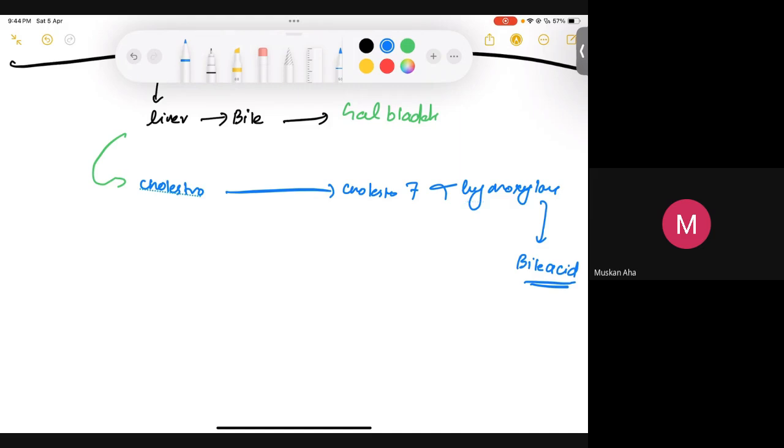So cholesterol, an enzyme cholesterol 7-hydroxylase is going to be acting on cholesterol. It's going to be converting cholesterol into bile acid. Can you guys just tell me, can we dissolve bile acid in water? Is it hydrophobic or hydrophilic? What do you guys think? Hydrophobic. Phobic, like you cannot dissolve it in water, right?